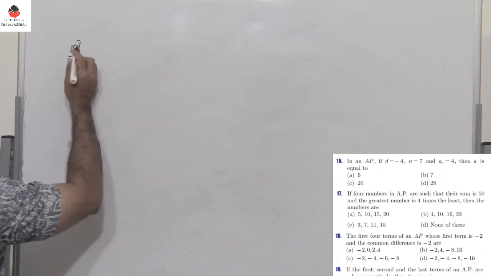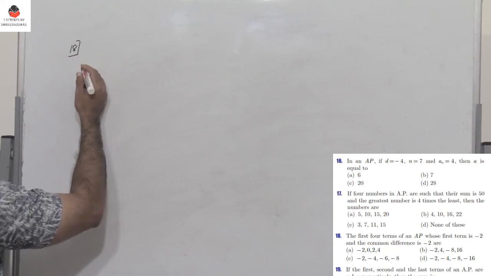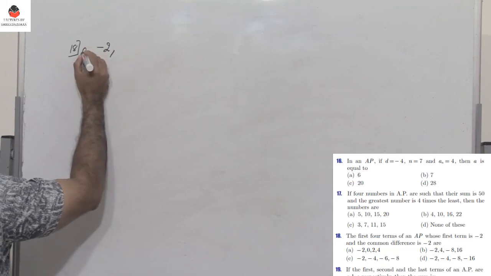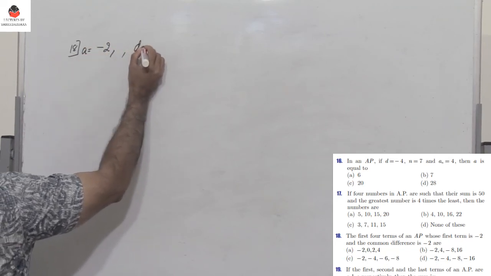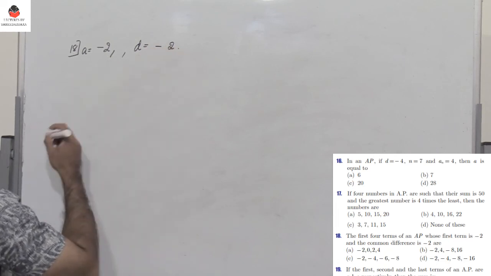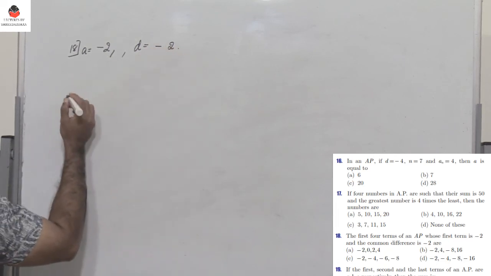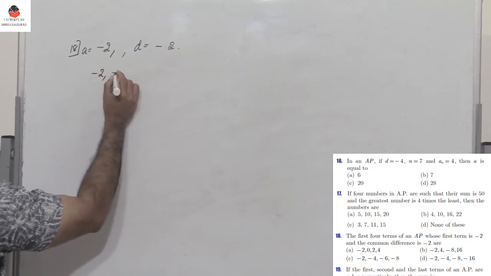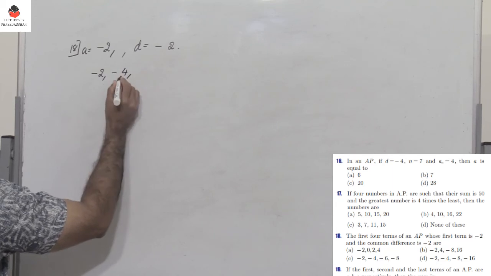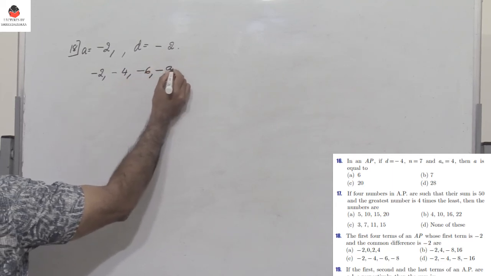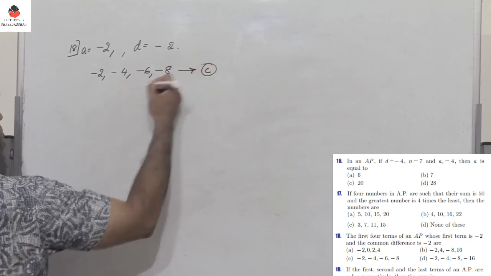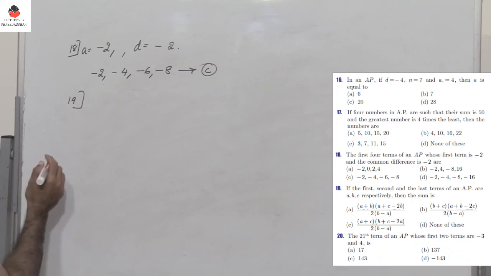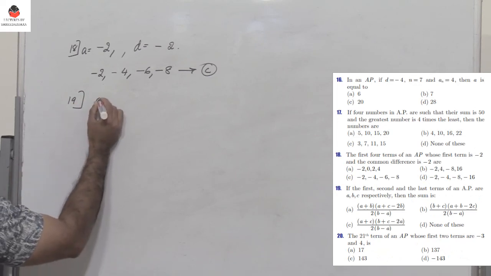18th one, the first 4 terms of an arithmetic progression whose first term is minus 2. So the first term is minus 2, which is a, and the common difference is minus 2. So what are the 4 terms? Very easy. The first term is minus 2, the second term is minus 4, the third term is minus 6, and then you have minus 8, and this corresponds to option C. A very easy problem.